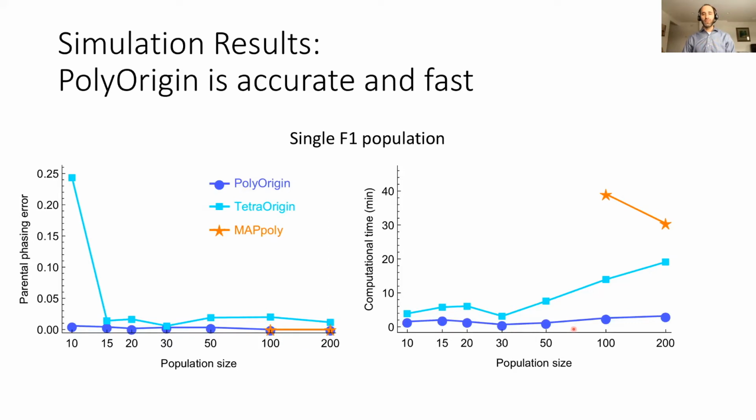However, if we look on the right side at how long it takes to get that solution, PolyOrigin really shines. It's definitely the fastest of the 3 software packages, and that may be a combination of it being written in Julia and also some of the efficiency of the hidden Markov model algorithms that Chowji has used.